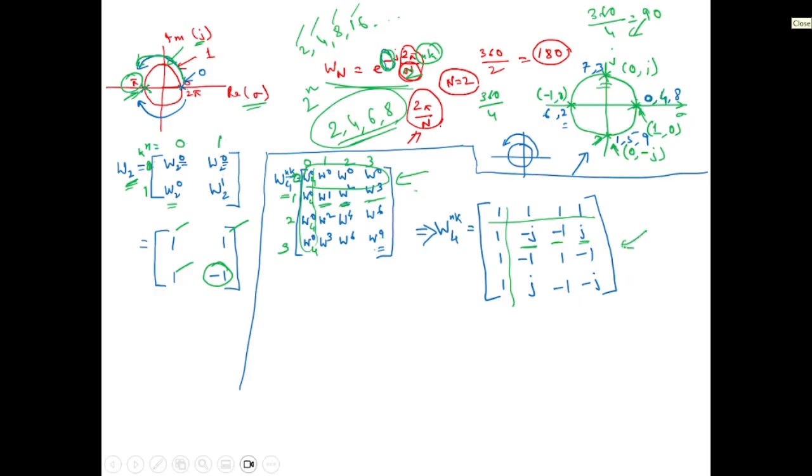Then for computing the conjugate of the twiddle factor, what should we be having? 1 1 1 1, then 1, minus j will be converted to j, then -1, minus j. Then 1 minus 1 1 minus 1, then 1, minus j, minus 1, j. So this will be the conjugate value. Clear? Any doubt? Okay, good.